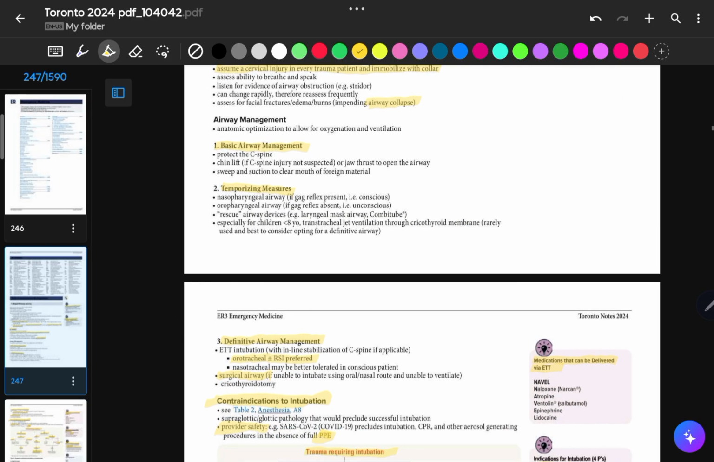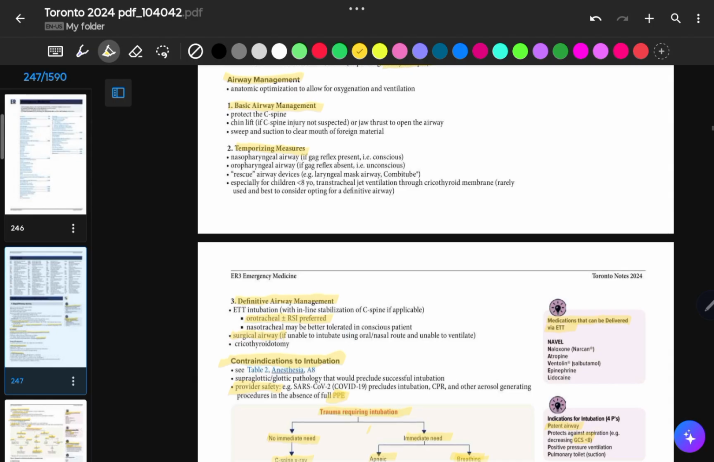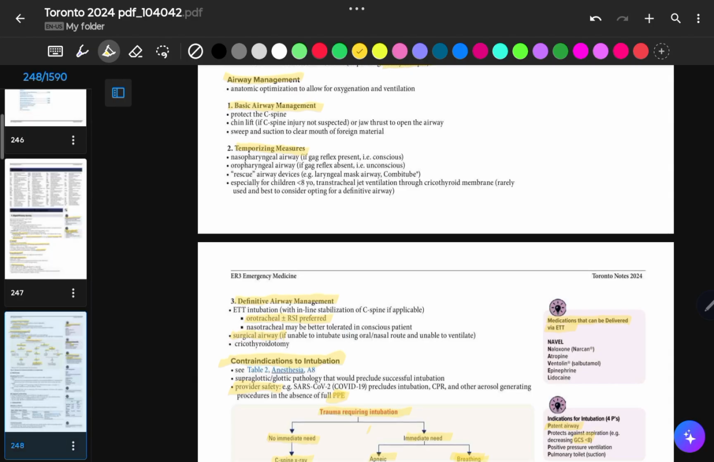Okay. So how are we going to now manage the airway? We have 3 steps. First one is your basic airway management. Second step is having your temporary measures. The third step is your definitive airway management. So first step, which is your basic airway management, is to protect the C-spine and jaw thrust. You're going to do a jaw thrust to open the airway, right? So if you're suspecting a C-spine injury, you want to do a jaw thrust. If you are not suspecting any C-spine injury, you can do a chin lift.